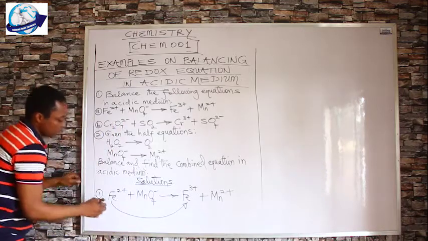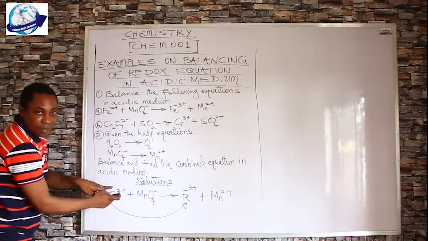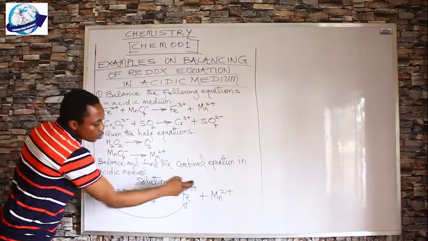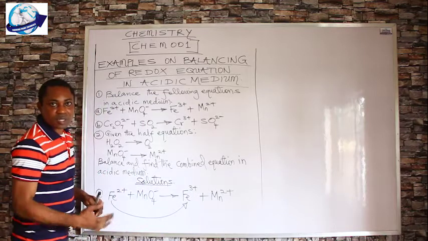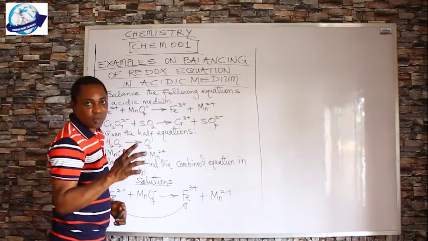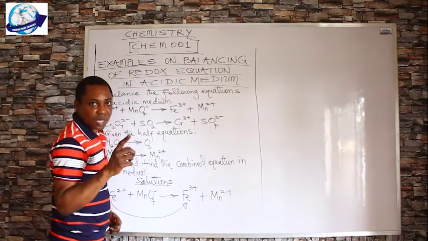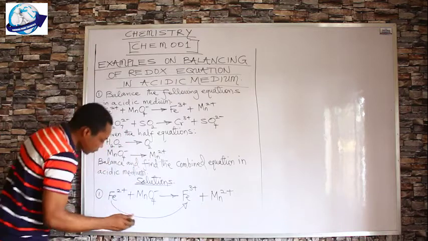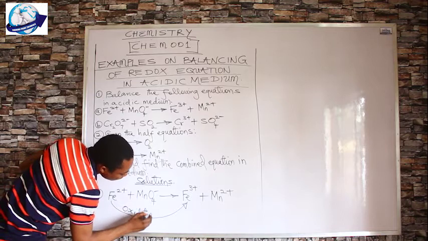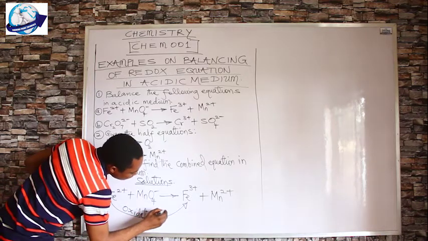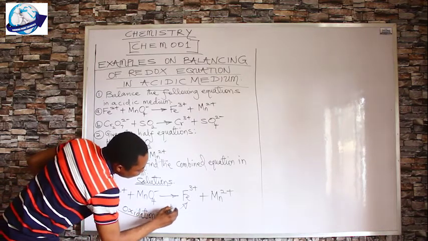What we notice now is that the oxidation number of iron has increased from +2 to +3. That is called an increase in oxidation number, and that's also known as an oxidation reaction. Oxidation reaction going on here.